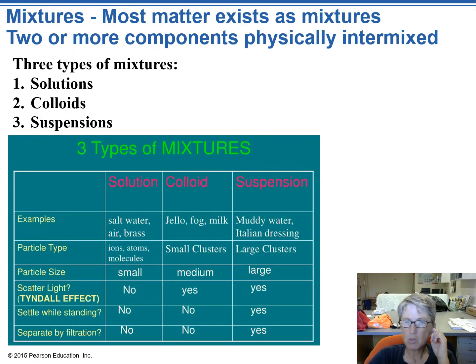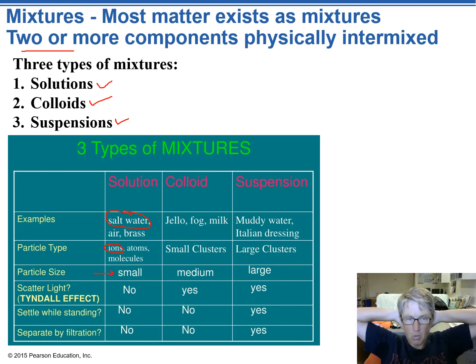All right, mixtures. Most matter, remember matter takes up space and has mass, exists as mixtures. A mixture is two or more components physically intermixed. Now, you probably learned all this in ninth grade in physical science. So there are three types of mixtures: solutions, which we just talked about, colloids, which we talked about, and then suspensions, which we didn't talk about. A solution in our table down here would be like salt water. So we looked at that: sodium chloride and water. The particle type would be ions, for example, sodium and chloride ions. Particle size small, yeah, those are real small ions.